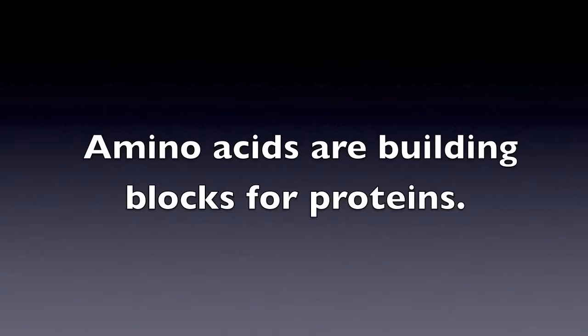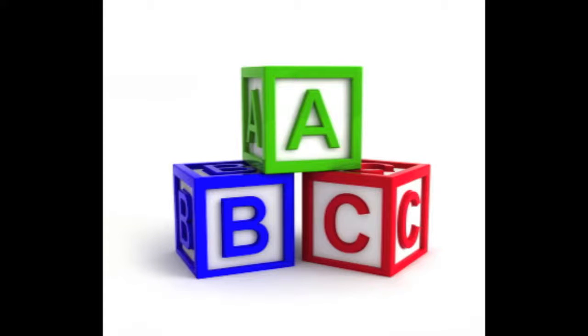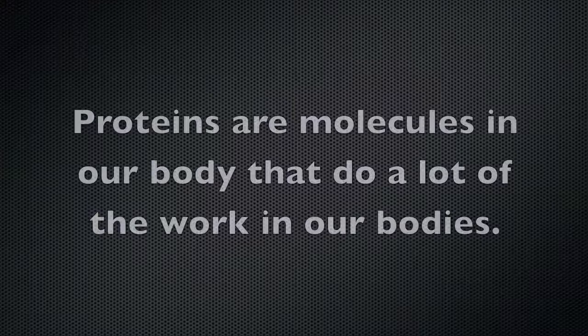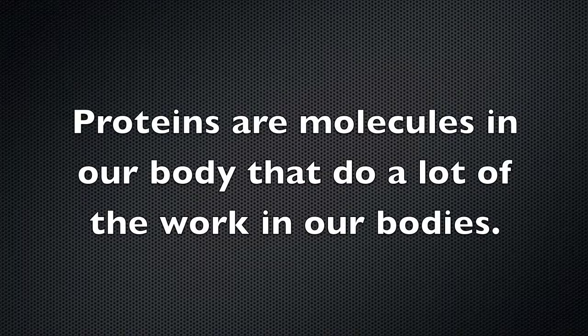Codons are made of 3 base letters that combine to make an amino acid. Amino acids are sort of like building blocks for proteins. Amino acids combine to make proteins. Proteins are molecules in our bodies that do most of the work in our bodies.